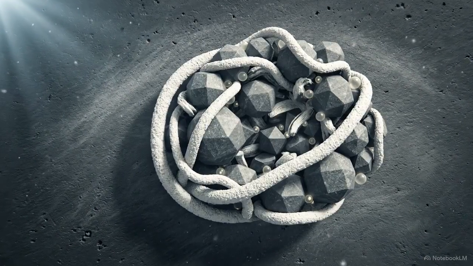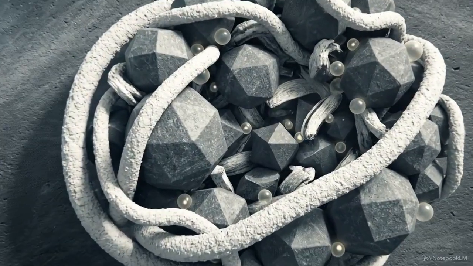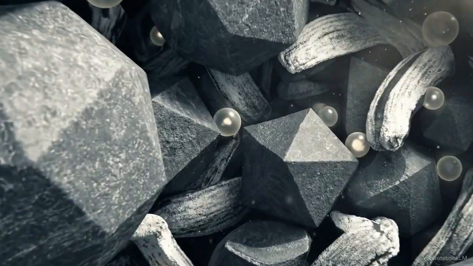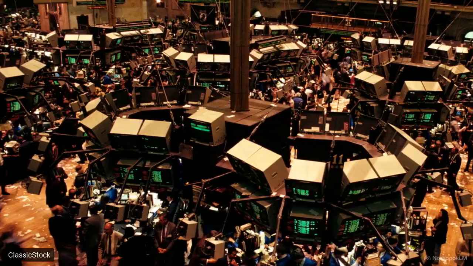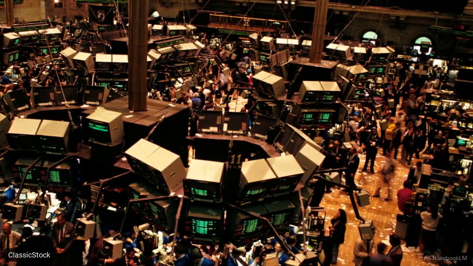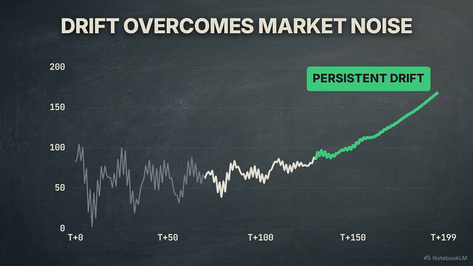We see this struggle in biology. In the crowded interior of a cell, molecules experience subdiffusion, where dense environments limit movement and suppress individual coherence. At a much larger scale, a trending financial market functions because the collective behavior of traders possesses positive coherence, creating a persistent drift that overcomes market noise.